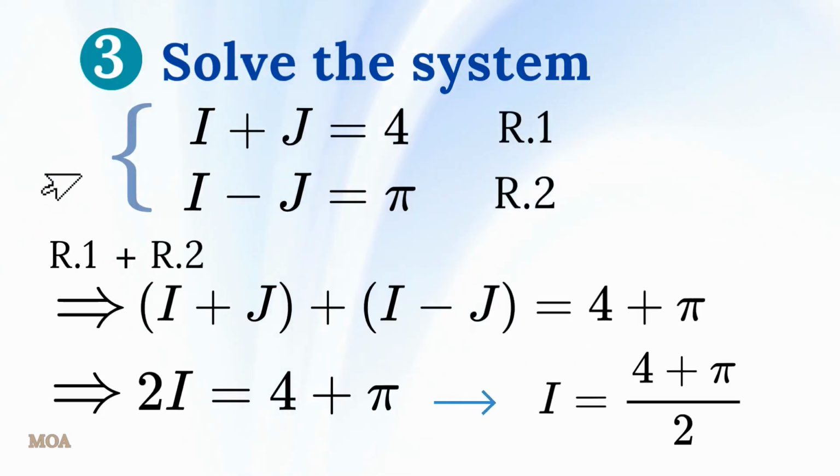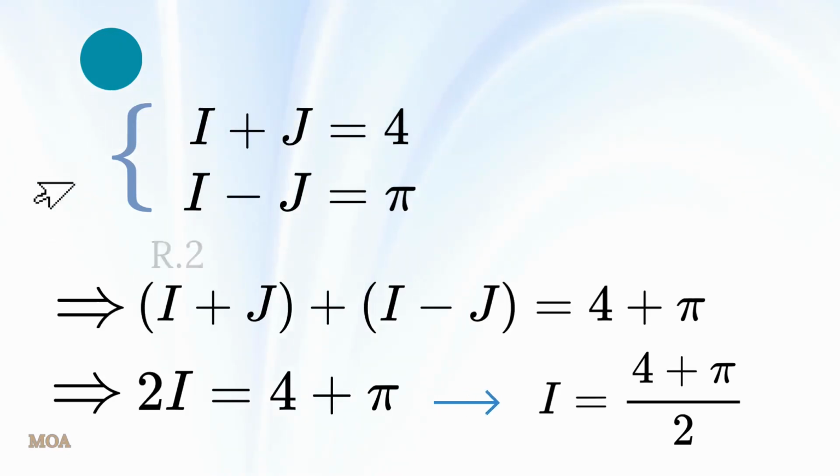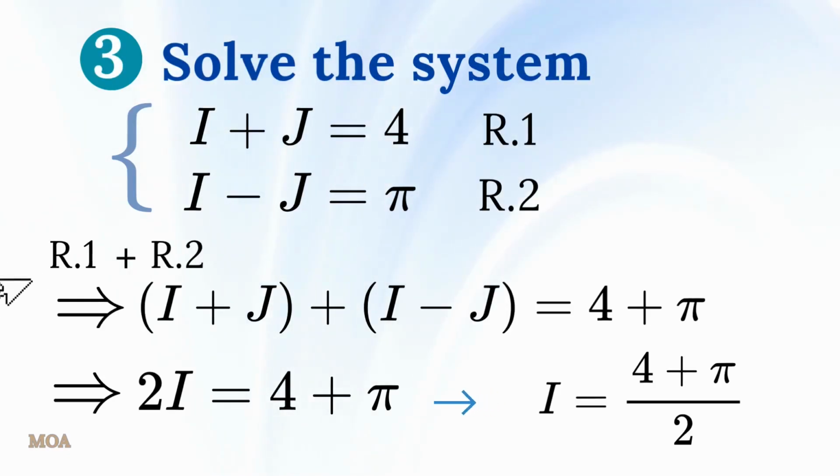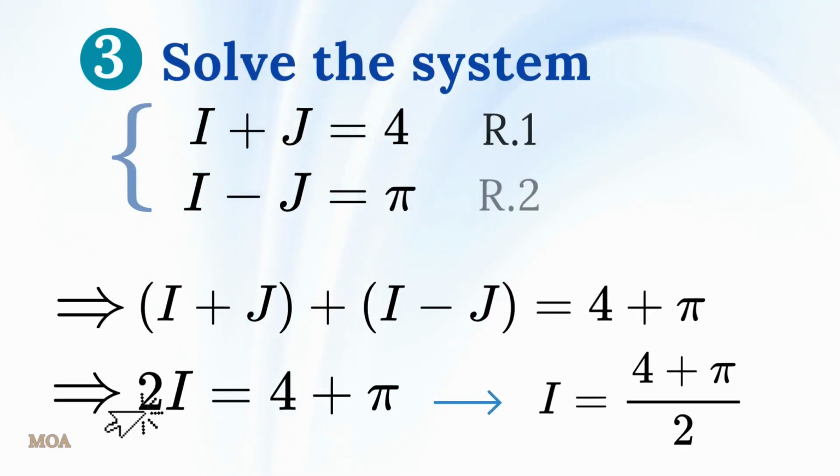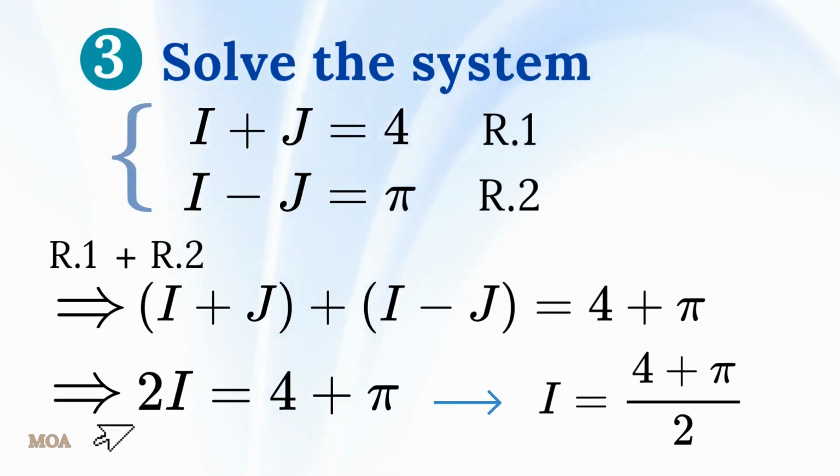In this step, we gather the results obtained previously, namely I plus J equals 4 and I minus J equals pi. To determine I and J, we solve this system of two relations. Adding relations 1 and 2 yields I plus J plus I minus J equals 4 plus pi. After canceling positive J with negative J, this gives 2I equals 4 plus pi. Therefore, I equals the quantity 4 plus pi divided by 2.